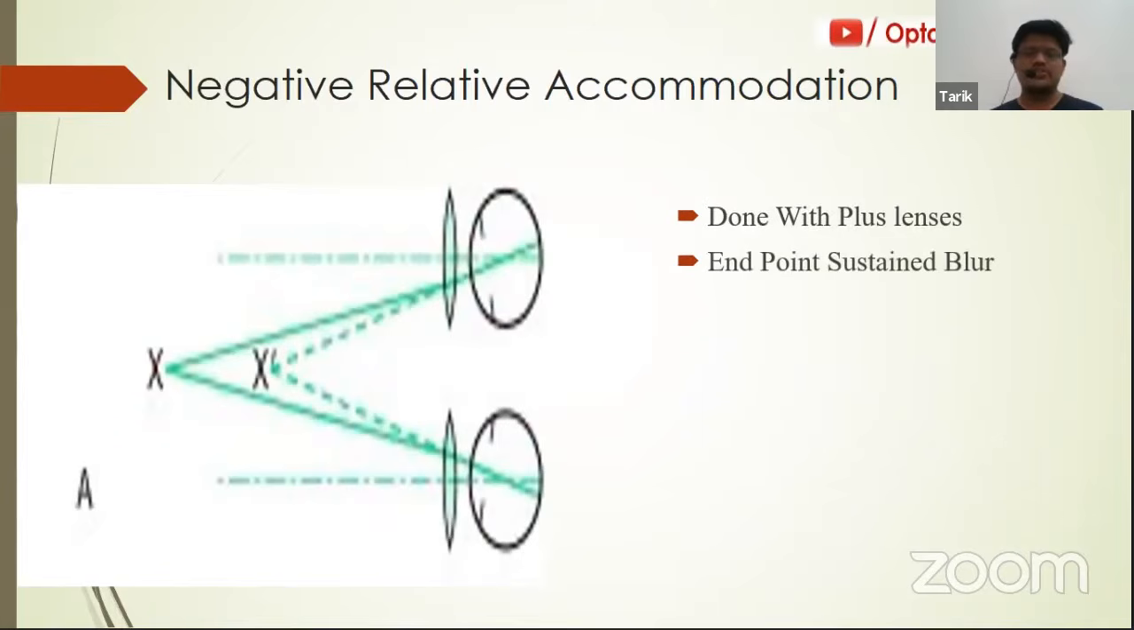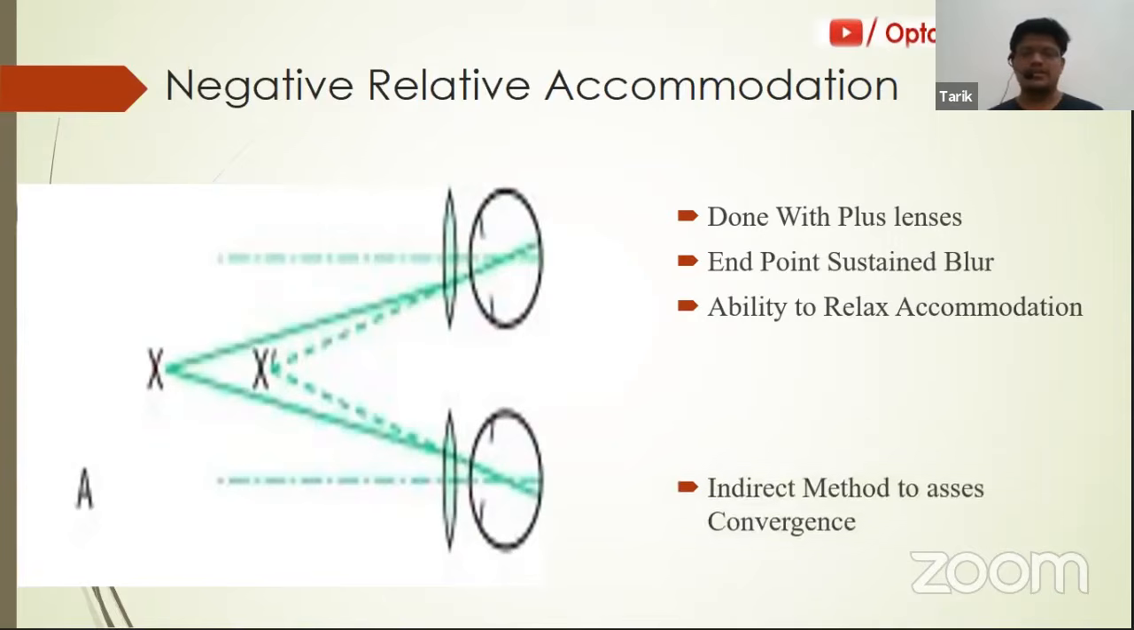So the endpoint should be a sustained blur. The patient should tell you that he can no more clear the image, and it is an ability to relax your accommodation. So this will give you an idea, is the patient able to relax the accommodation properly? A patient with accommodative excess will not be able to do this because they are already using the accommodation so much that they are unable to relax their accommodation.